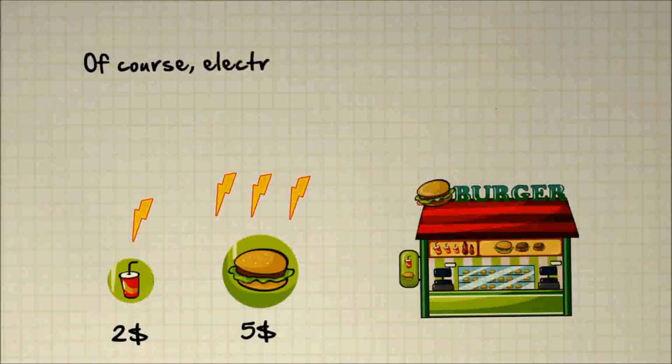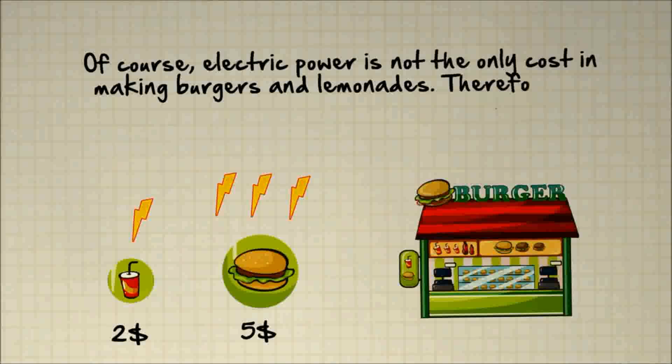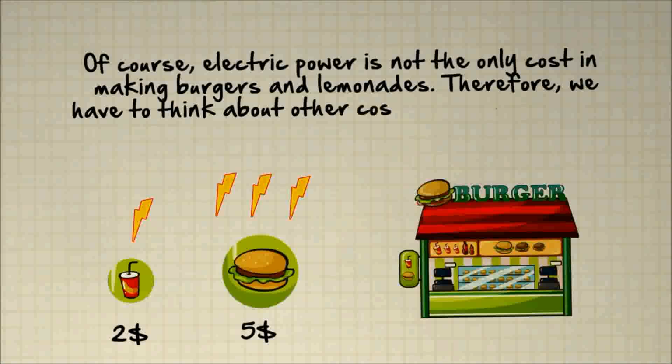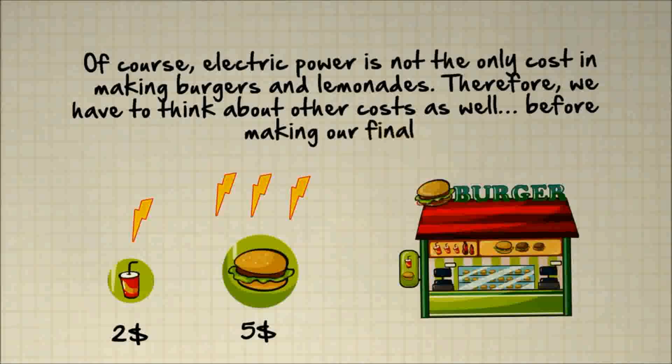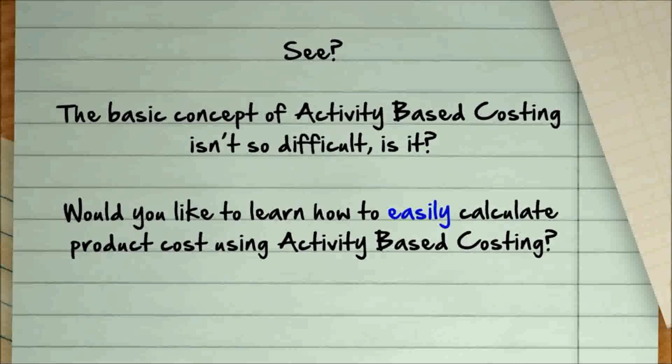Of course, electric power is not the only cost in making burgers and lemonades. Therefore, we have to think about other costs as well before making our final pricing decisions. See, the basic concept of activity-based costing isn't so difficult, is it?